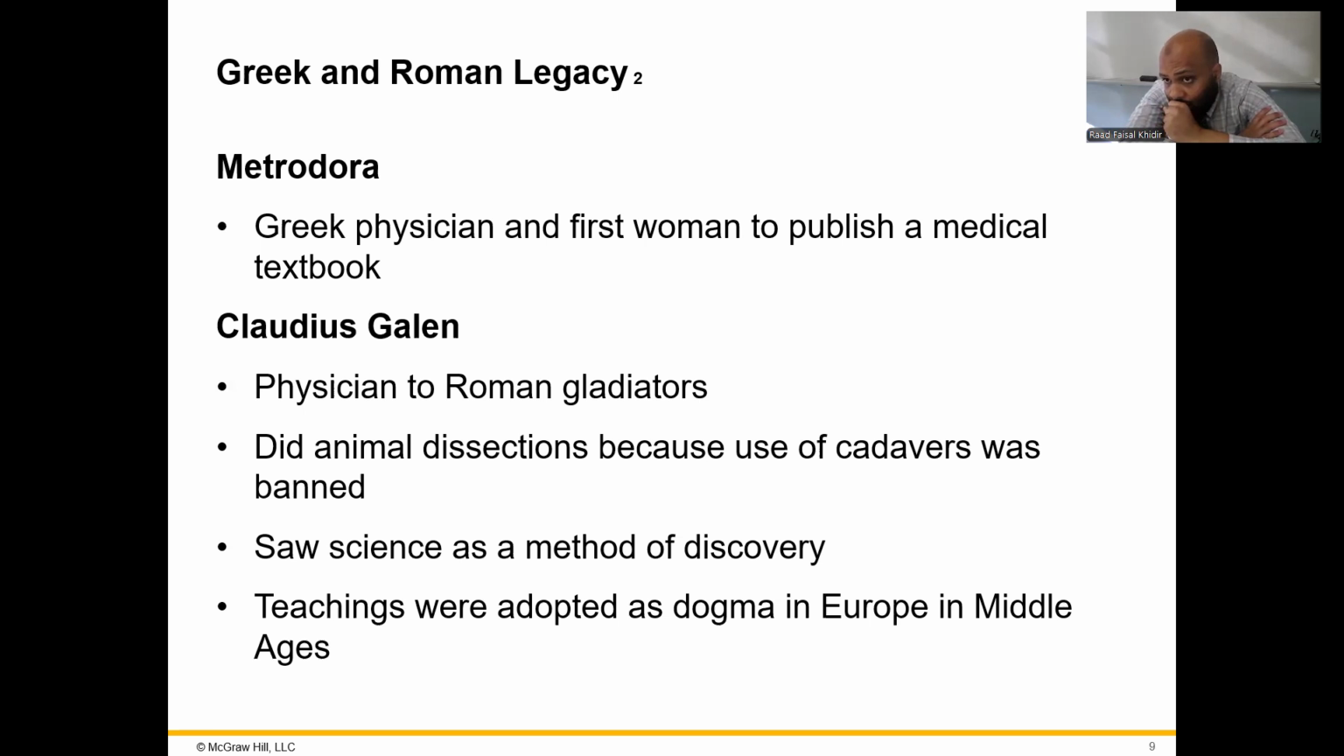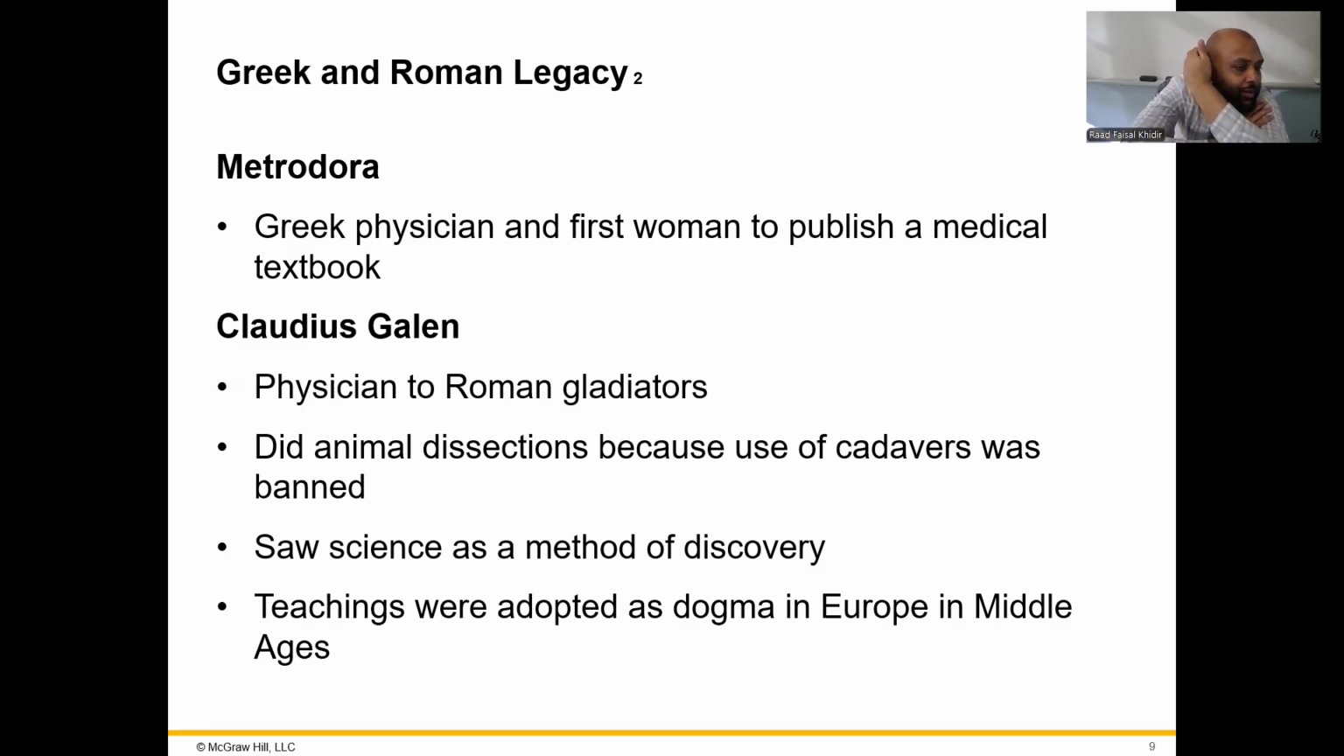Then came Claudius Galen. Claudius Galen was a physician of the Roman gladiators. So when the Roman gladiators fought each other, he would come and heal their wounds, and he would take samples of their blood and samples of the pus and investigate that.